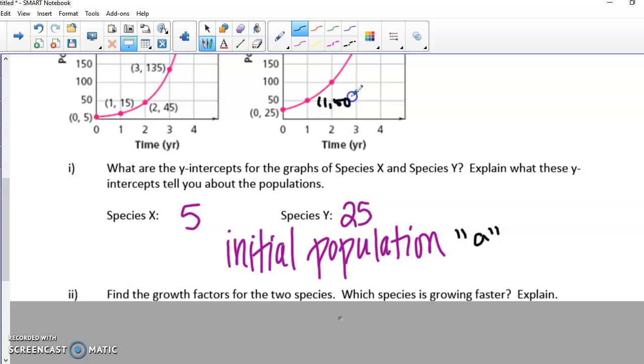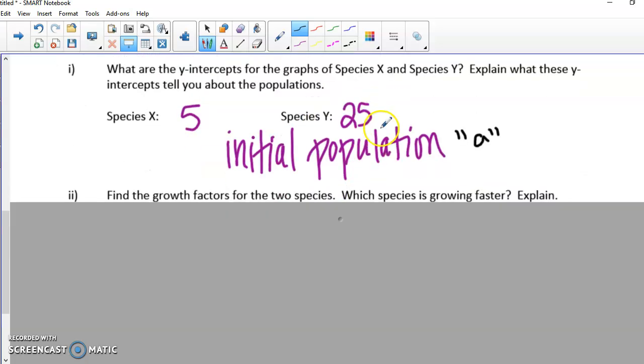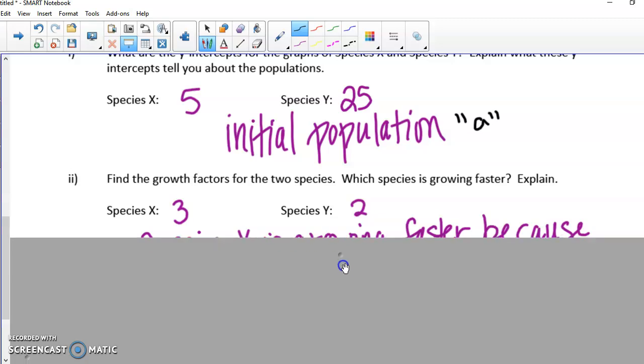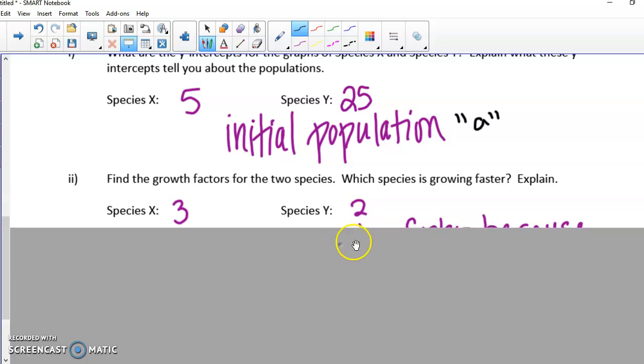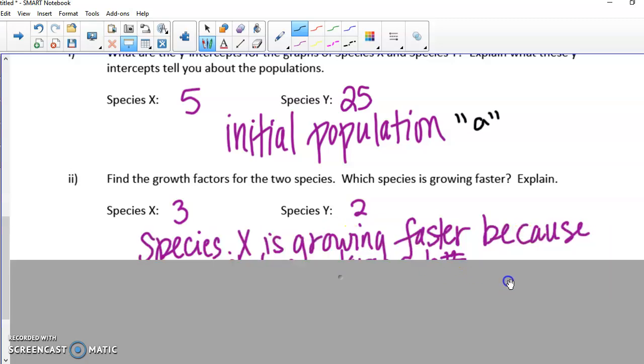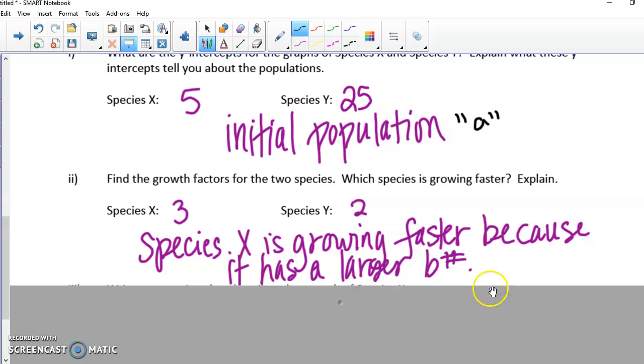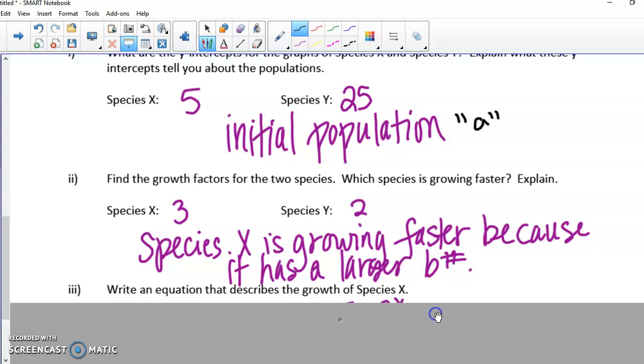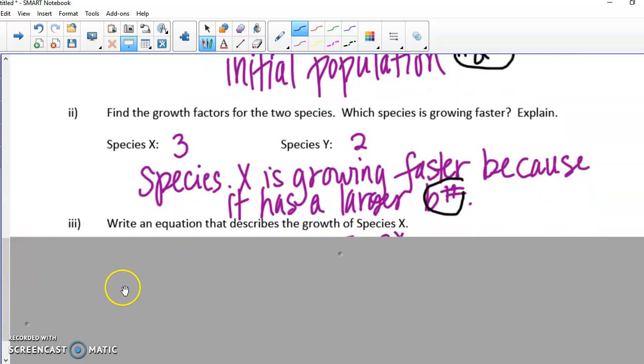So when we went up a year, our species doubled. It started at 25, and now it's 50. So we have a growth factor of 2 for species Y. It says which species is growing faster? Well, of course, species X is growing faster because it has a larger B value. Again, this is the B value. So we have the B value and we have the A value. So we have what we need to write our equation.